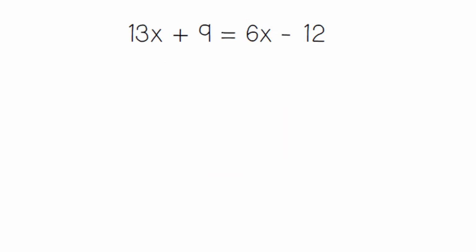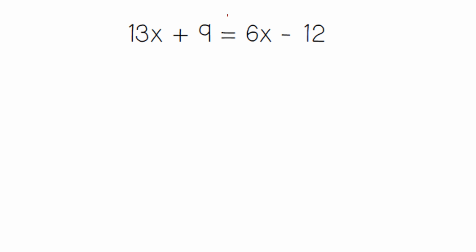For number 3, we have the equation 13x plus 9 equals 6x minus 12. We're going to skip step number 1 because we don't have any parentheses to distribute. We're going to skip step number 2 because we do not have any like terms. 13x and 9 are different. 6x and 12 are different.